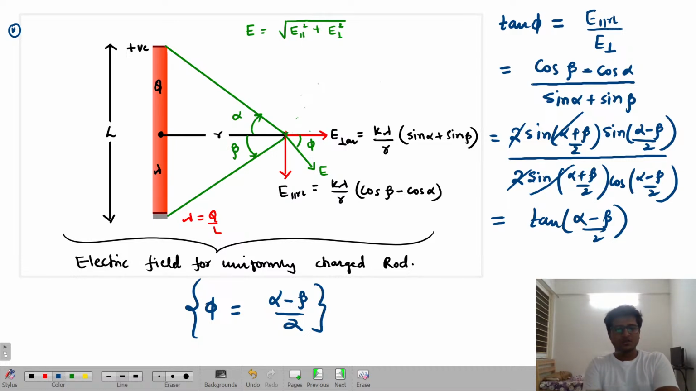Are you able to get me or not? So if it is a straight rod, the perpendicular component is k lambda by r sin alpha plus sin beta. The parallel component is k lambda by r cos beta minus cos alpha, where cos beta means the electric field is present in the same direction of beta. Are you able to get me or not? And then the resultant E, which makes angle phi with the perpendicular component, is given as alpha minus beta by 2. Are you able to get me or not? Is that clear?